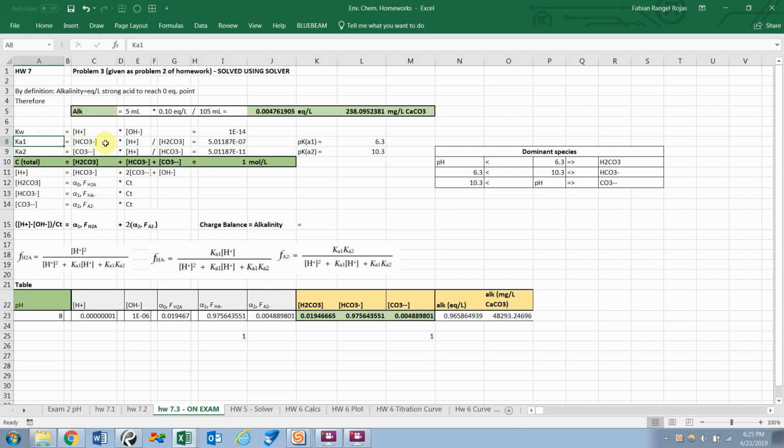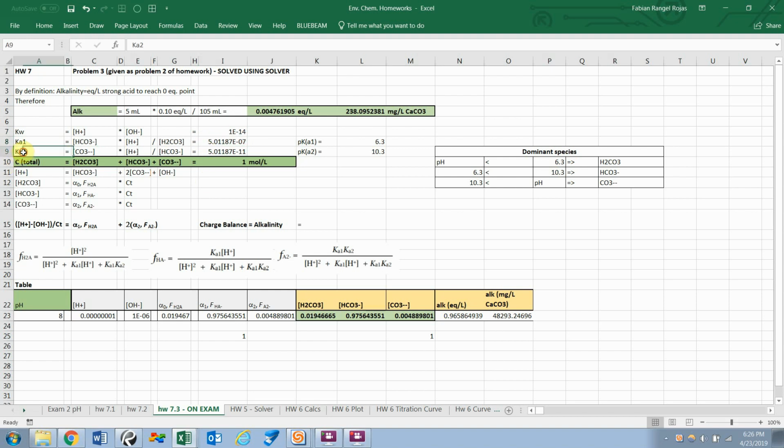Ka1 is equal to HCO3 minus times H plus divided by the more protonated form, H2CO3, and that's equal to 10 raised to the minus 6.3, which is given. To make this value come up, I say equal to, and then I write 10, this up arrow is raised to, open parentheses, minus 6.3. 6.3 is the given pKa value.